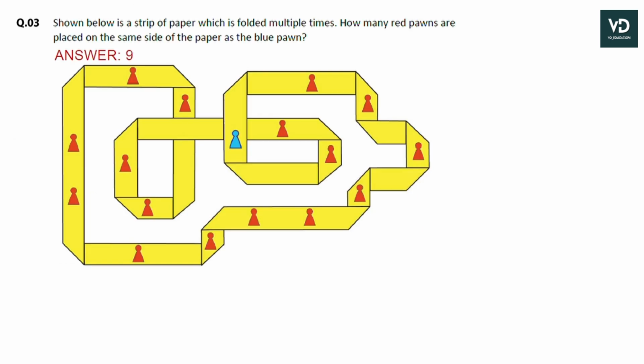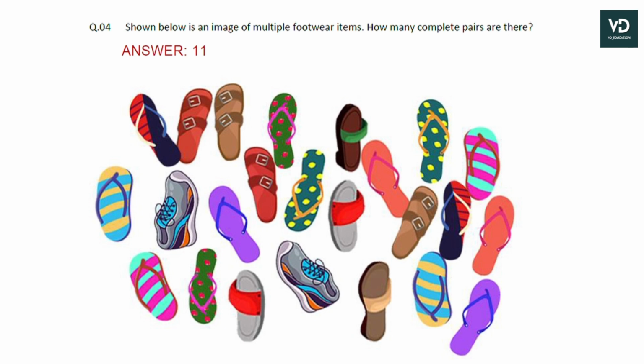So going to the third question, shown below is a strip of a paper which is folded multiple times. How many red pawns are placed on the same side of paper as a blue pawn? ओके, सो बेसिकली इस क्वेश्चन में हमें टोटल नंबर ऑफ ऑब्जेक्ट्स काउंट करने हैं जो कि सेम साइड पे दिए गए हों. ओके, सो आंसर विल बी 9 हियर.